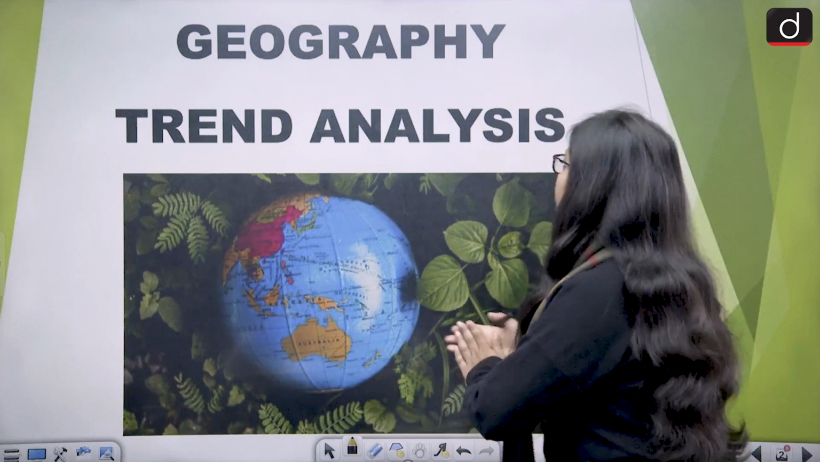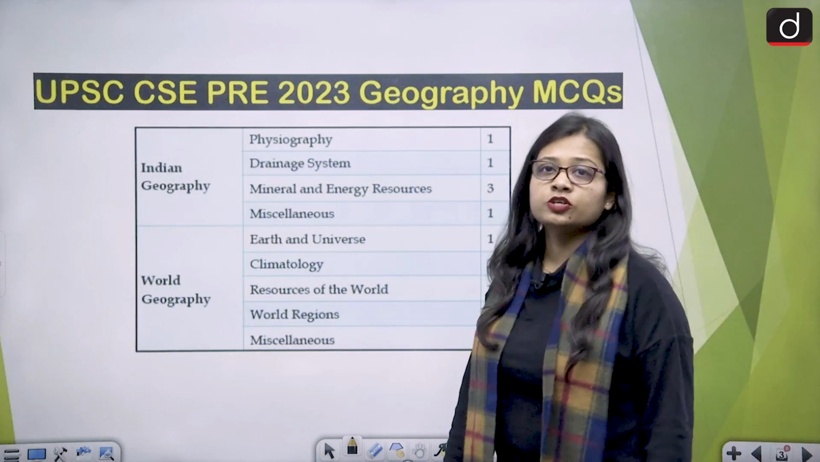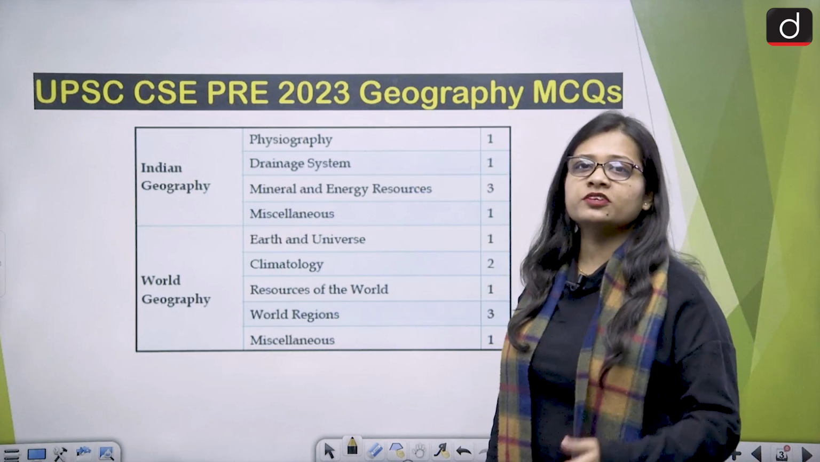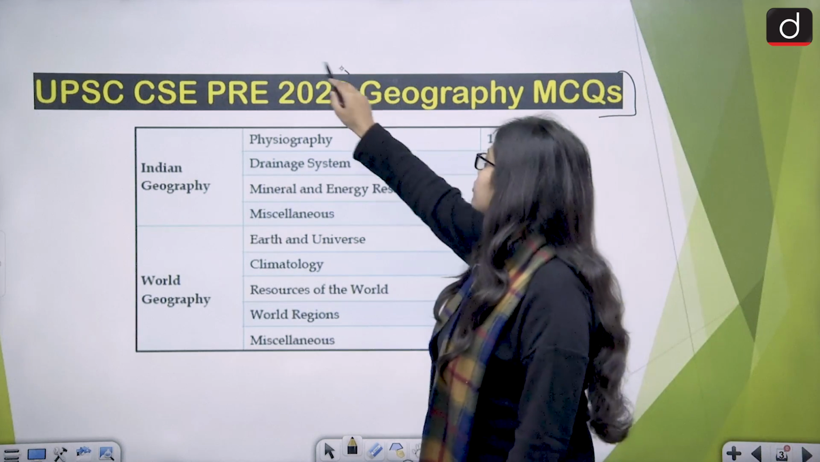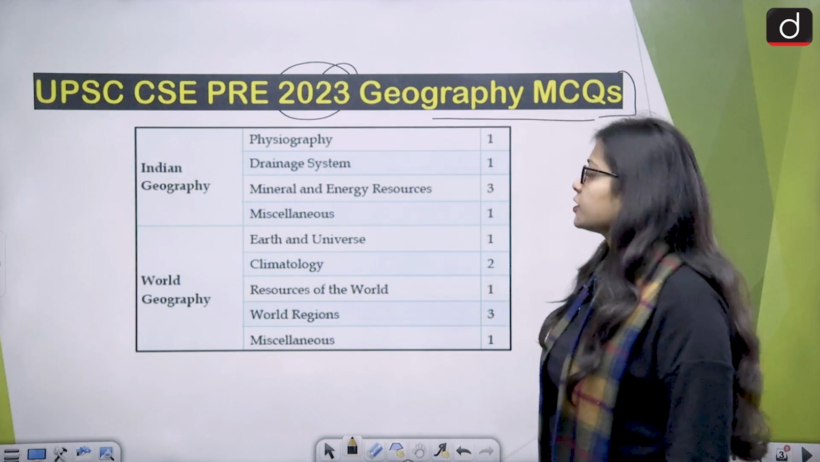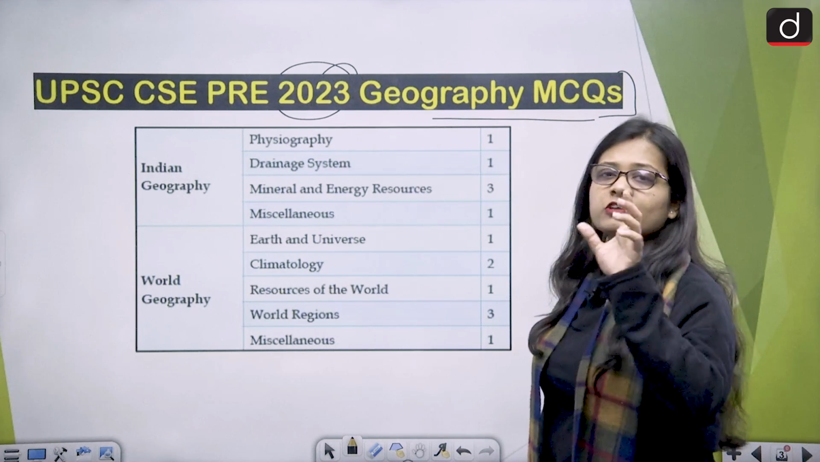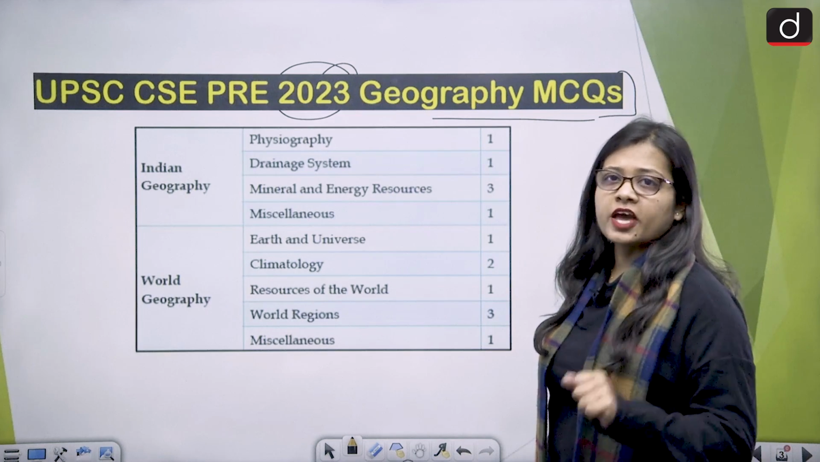So let's begin, and moving ahead in the series of trend analysis videos, today we will be covering geography, and in the coming videos you will also see the other subjects being covered. So let's begin with the CSE Pre 2023 geography MCQs. There is Indian geography and there is world geography. In Indian geography we will specifically be covering the Indian aspect, and in world geography the world aspect.